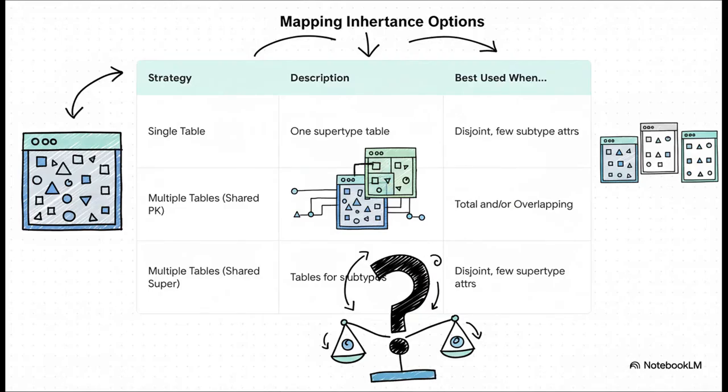So when you need to map this kind of inheritance structure, you've basically got three main choices. You could create one giant table for everything. Or you could have separate tables for each subtype that link back to the main one. Or you could just create tables for the subtypes, and that's it. Each way has its pros and cons, and honestly, the best choice really depends on your specific data and what you plan to do with it later on.